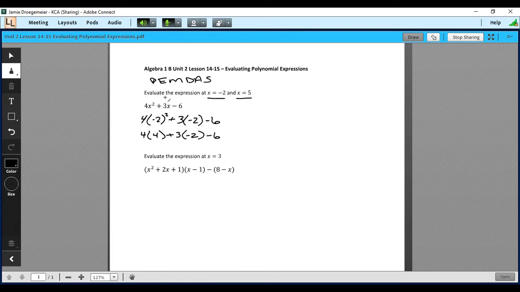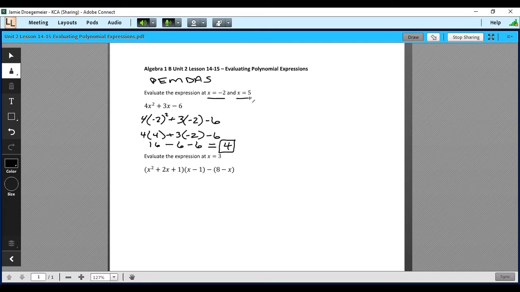Then multiplication and division. Well, we do have two multiplications here. 4 times 4 is 16. 3 times -2 is -6. And now all we have left, addition and subtraction, we have 16 minus 6 minus 6. 16 minus 6 is 10. 10 minus 6 is 4. And so when x is -2, this expression evaluates to +4.